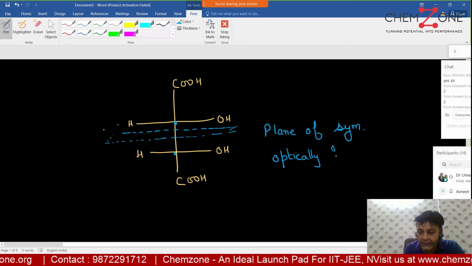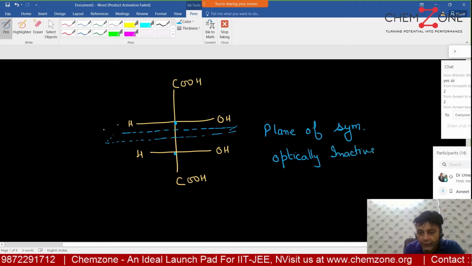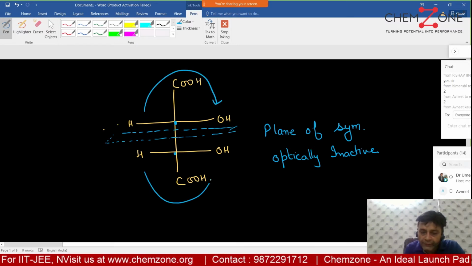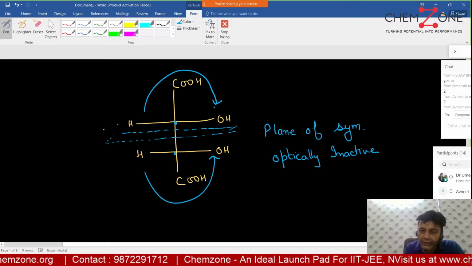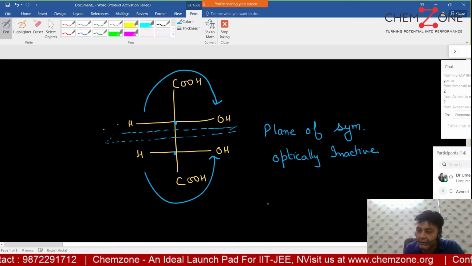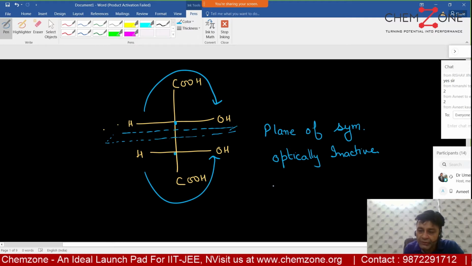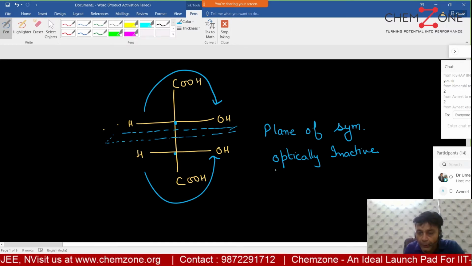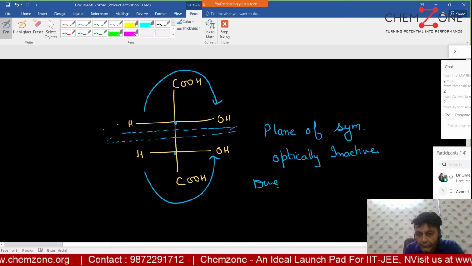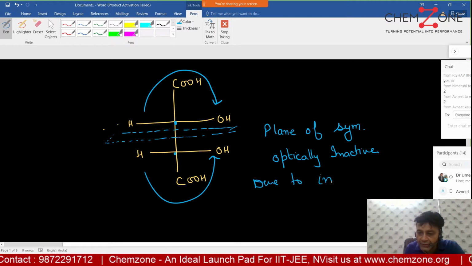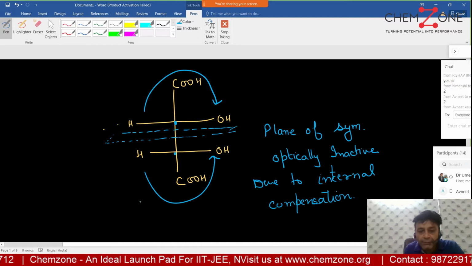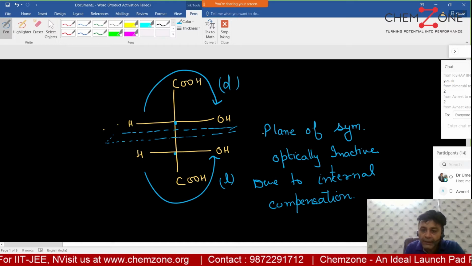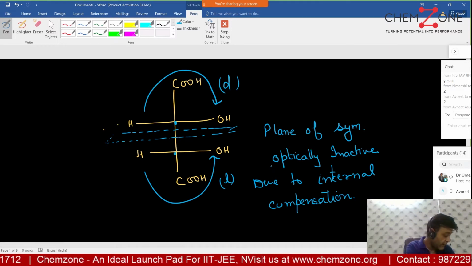It is optically inactive because of symmetry here. If the upper part is dextrorotatory, the lower part will be levorotatory. They are cancelling out the effect of each other. They are optically inactive due to internal compensation. Internally within the same molecule, one half is dextrorotatory, the other half is levorotatory. It is a plane of symmetry and the compound is optically inactive, right?